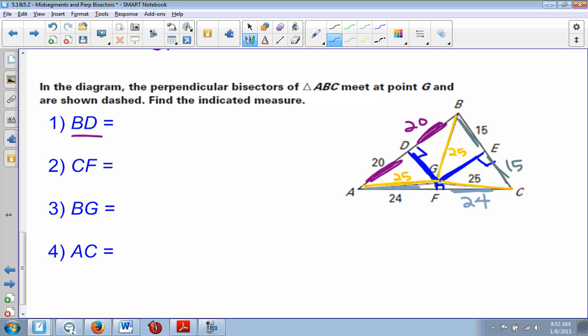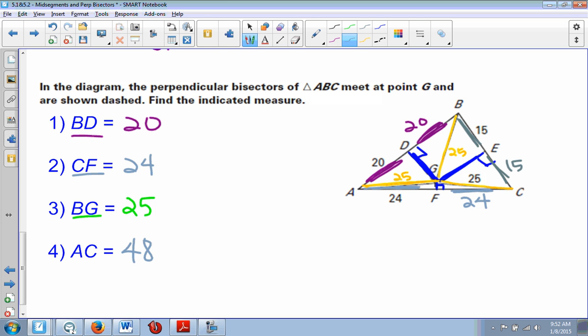BD, labeled in purple over there, is just 20. CF, labeled in this grayish color, has to be 24. BG is one of those yellowish colored ones. That's 25. And the last one is AC. AC is along the entire bottom, which 24 and 24 is just 48.